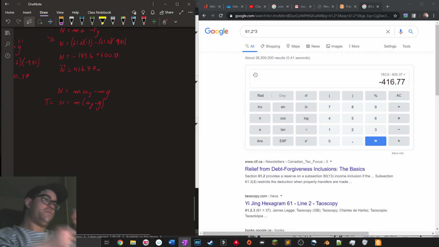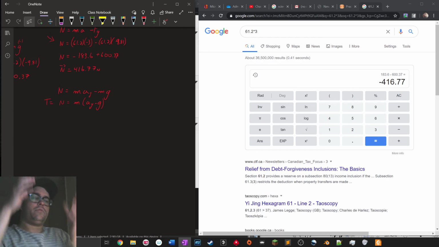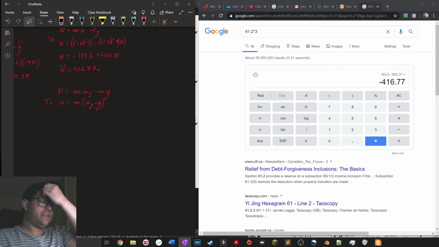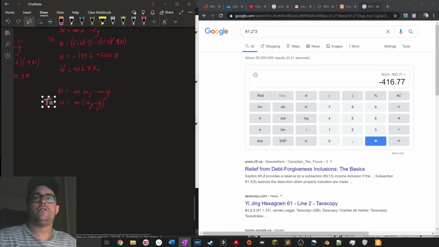But we don't know, maybe there's not an actual string that pulls the elevator. Maybe the elevator itself has other mechanism that goes up, and then the normal force is pushing. Maybe instead of a rope pulling the elevator, it's actually just a stick that's pushing the elevator up, and a pull and a push is the same, and the tension would be the same as a push and a normal force. So you can see how it's all connected.